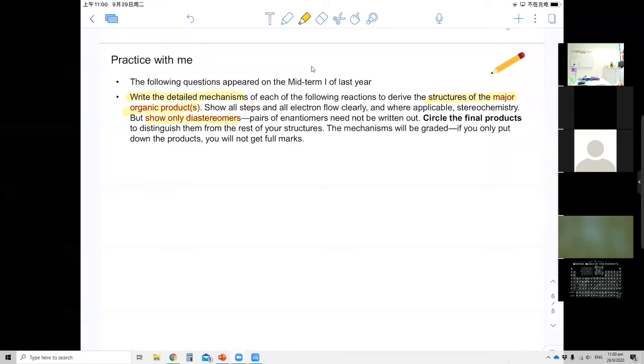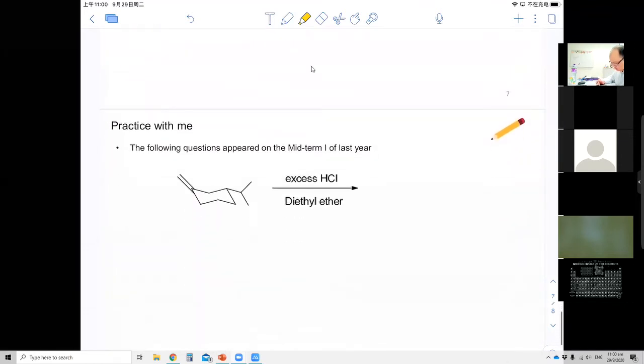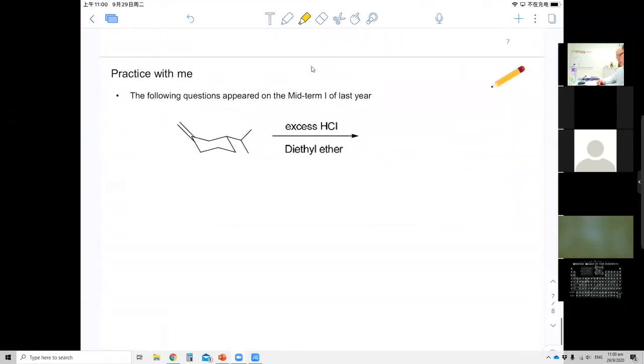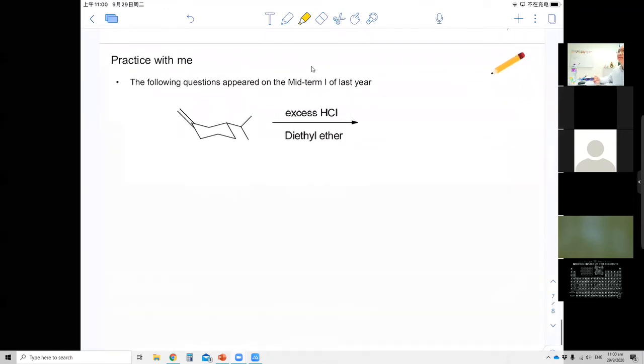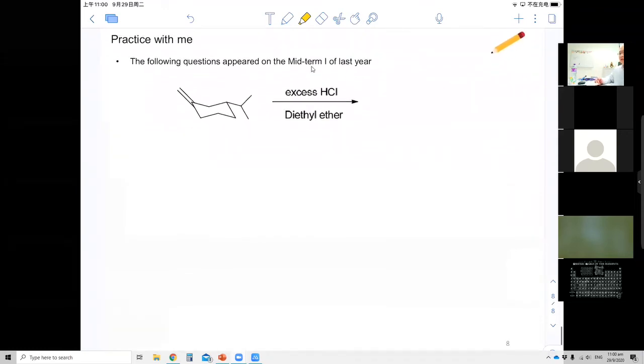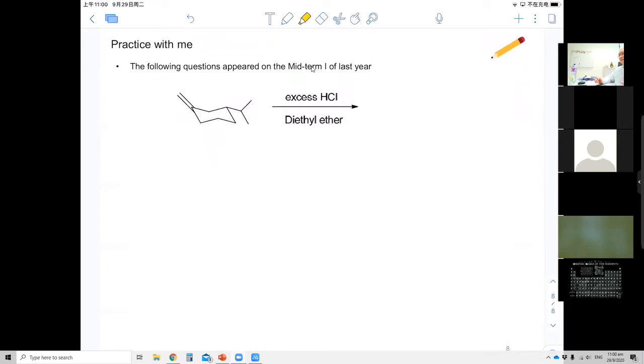And if two products are diastereomers, then you need to write both products. Okay, and this one, to make it clear that we know which product you are giving. Okay, so for the final products, I will give you 3 minutes again. Oh, this one you probably need more time, because you need to write the mechanism. So I will give you like 5 minutes to write the product and the detailed mechanism of this reaction.